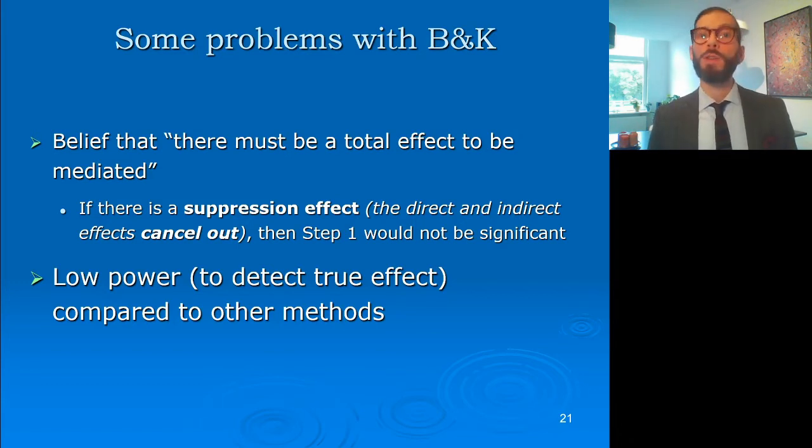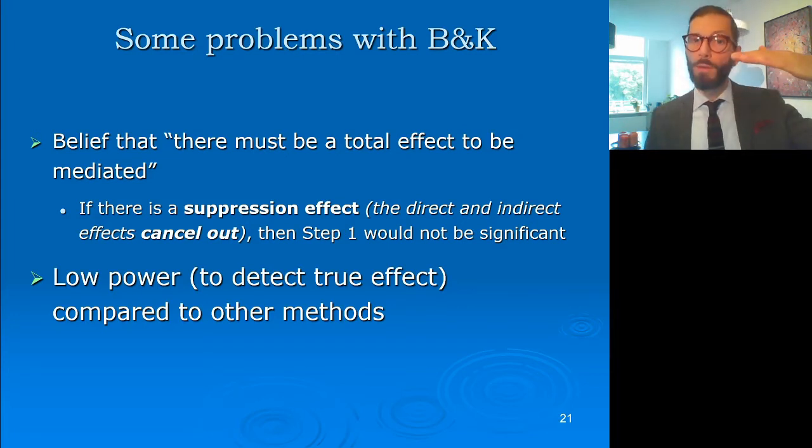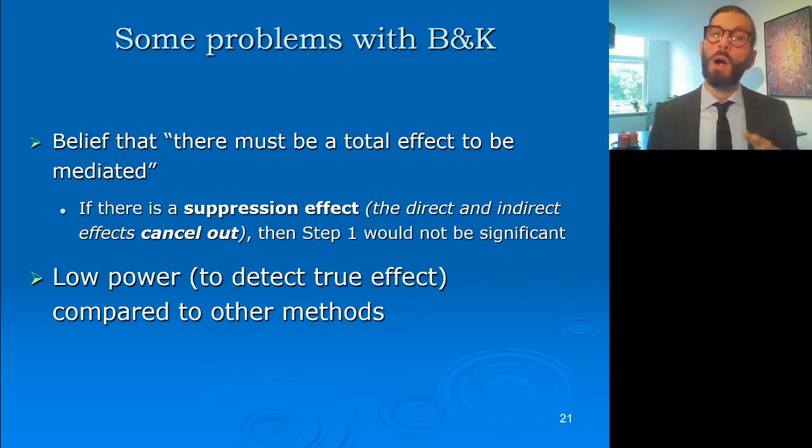This is a problem because there might be what we call a suppression effect. A suppression effect occurs when the direct effect and the indirect effect are opposite in sign and therefore at least partially cancel each other out. If there is a suppression effect, it could happen that step one would be not significant, even though the direct effect and the indirect effect could both be significant. And the final problem is that when we compare the Baron and Kenny steps to other methods that are available to test for indirect effects, we find that Baron and Kenny has the lowest power of all available methods. So I will introduce some better tools to you later.